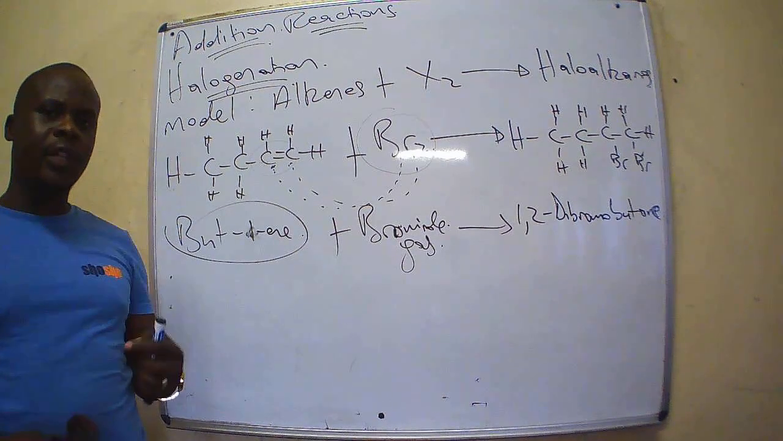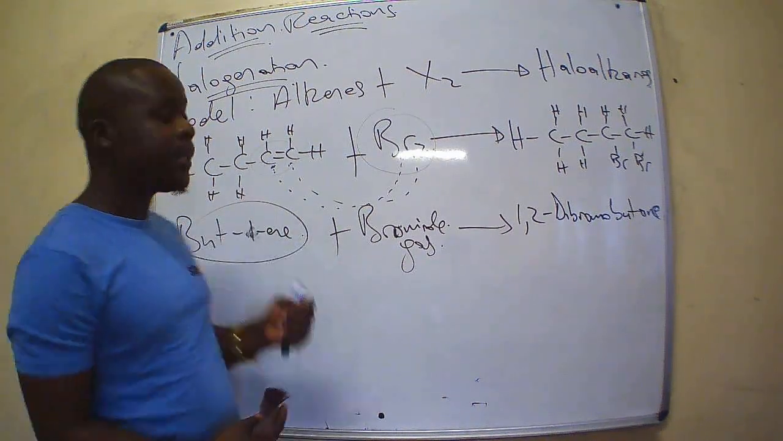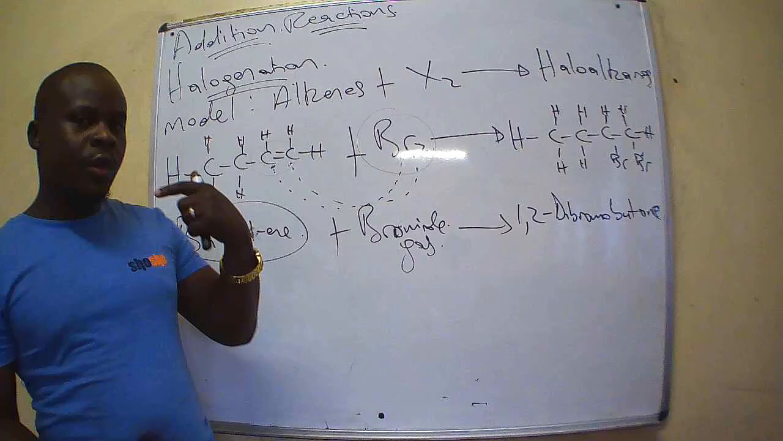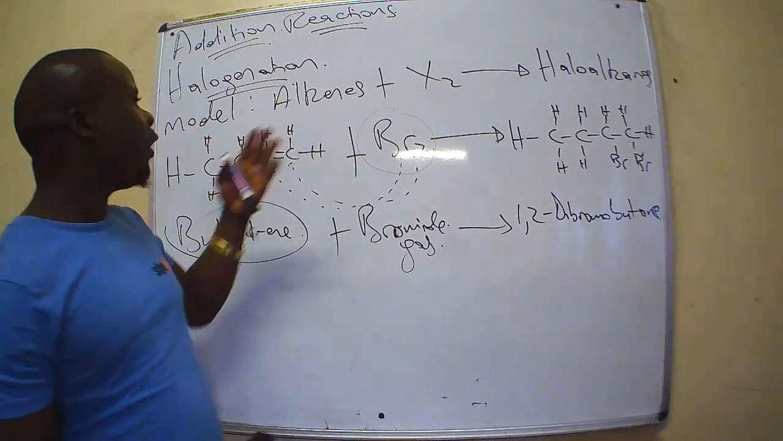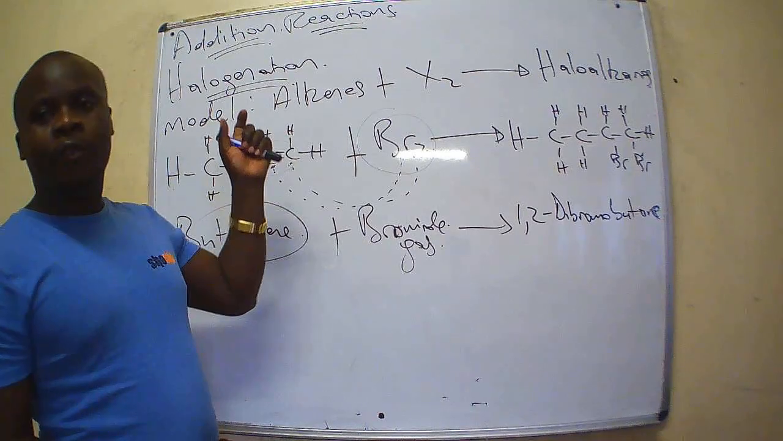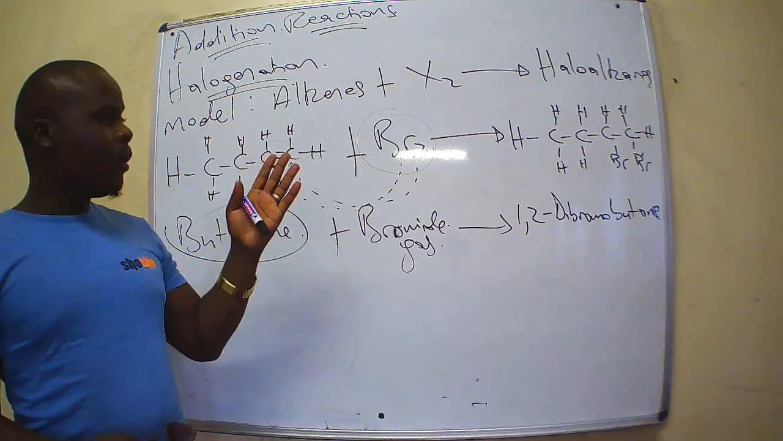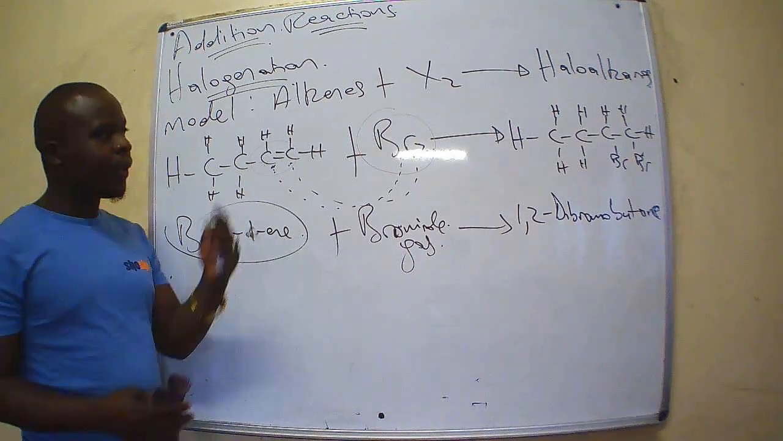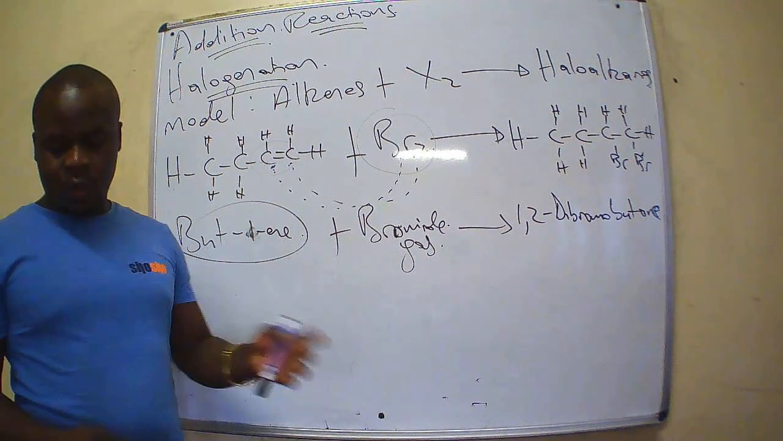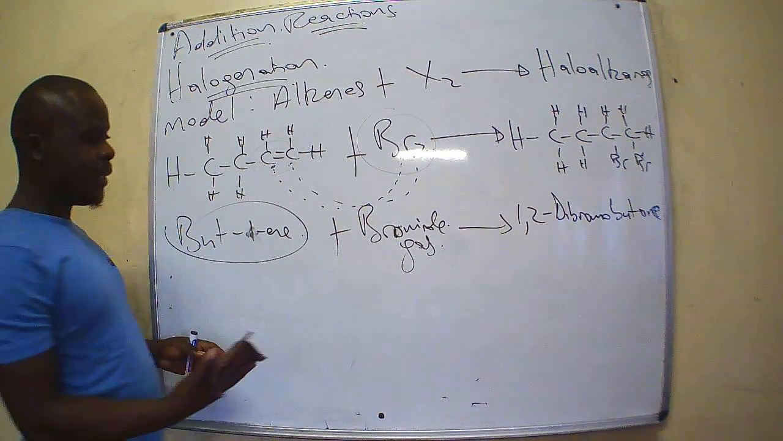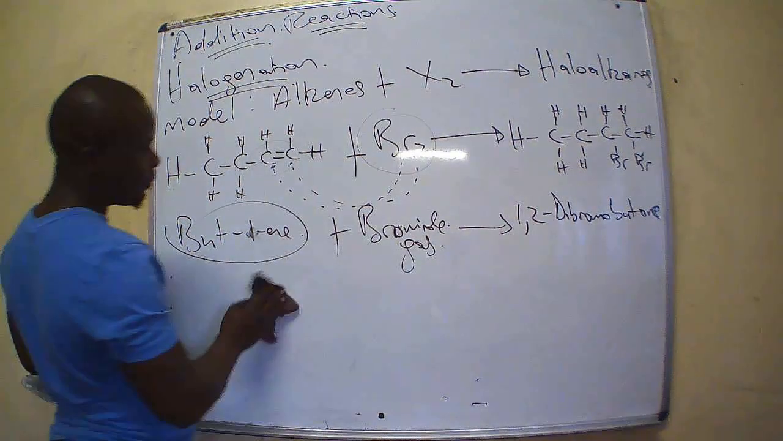So as you are studying this, do not confuse this with haloalkanes which are formed from halogenation in substitution reactions. So this is how we make haloalkanes from alkenes. So we move on to the next group.